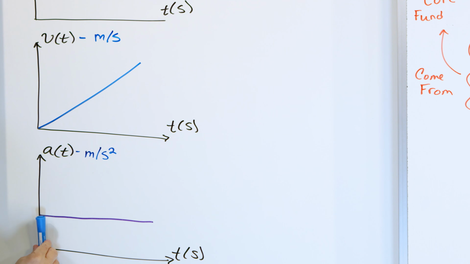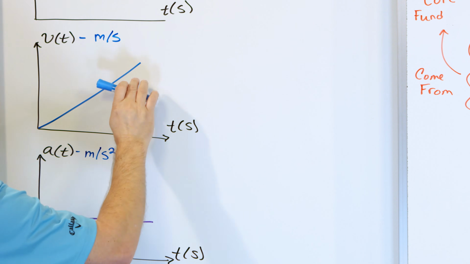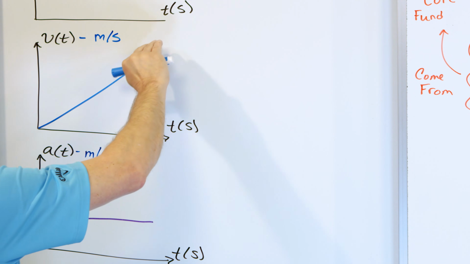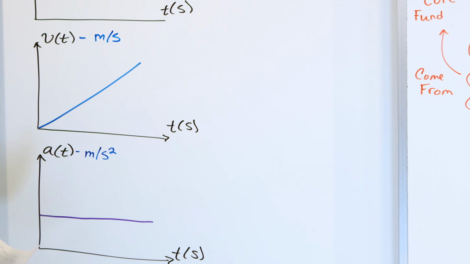And this is because in the first second, I've picked up some speed, and then the next second, I gain the same amount, and the next second, I gain the same amount, and so on. So my velocity is going up in a straight line. I drew this thing in a very slight curve, forgive me. It's supposed to be exactly a straight line, okay?